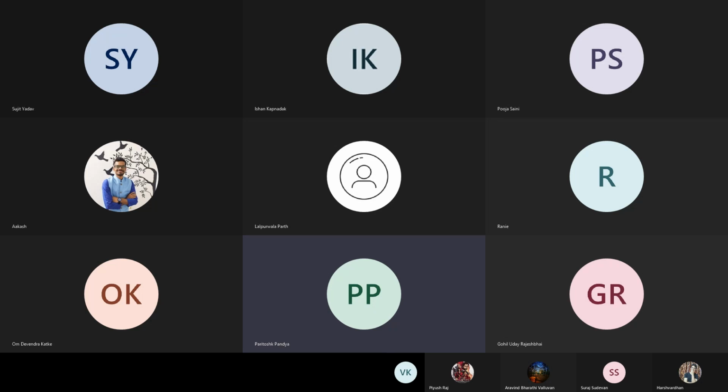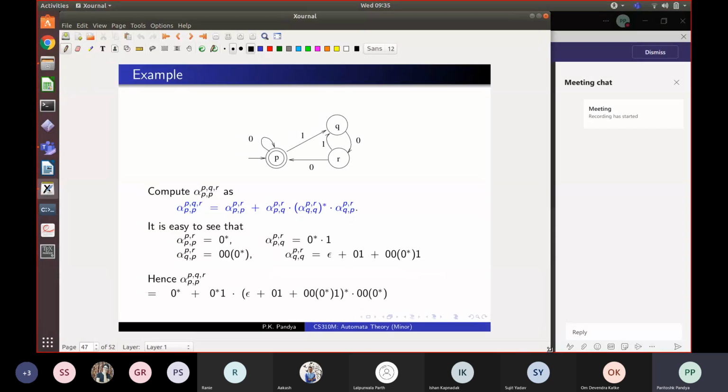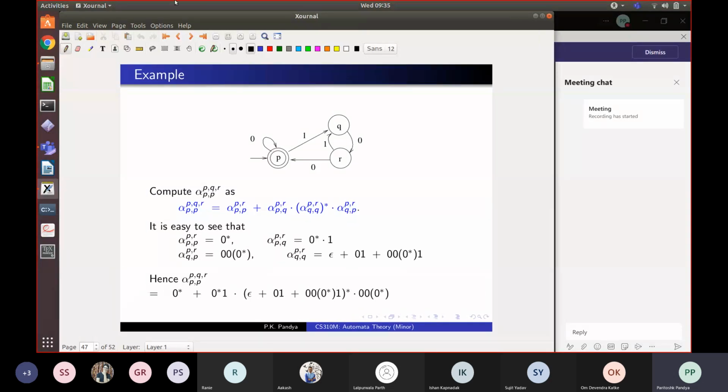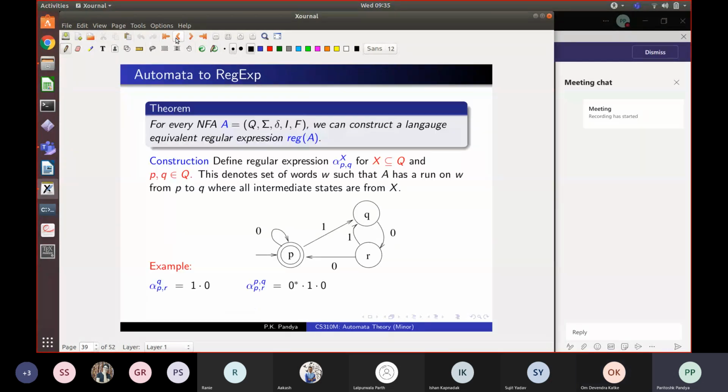Let me enable conversation view so you can ask questions on that, and let me share my screen. I hope you are able to see my screen properly. Right? Yes, sir. Okay.